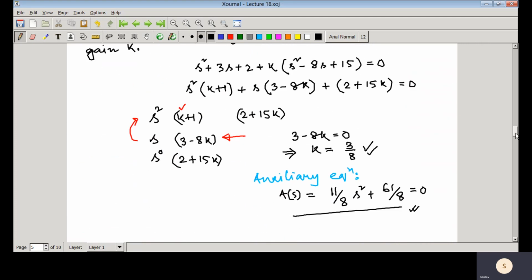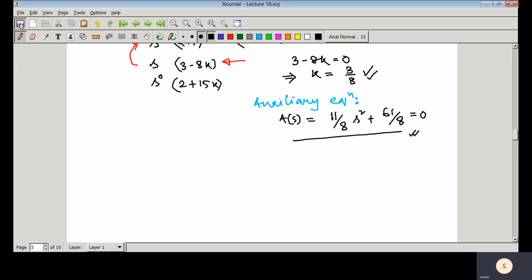So the last rule is called the angle of departure and arrival.